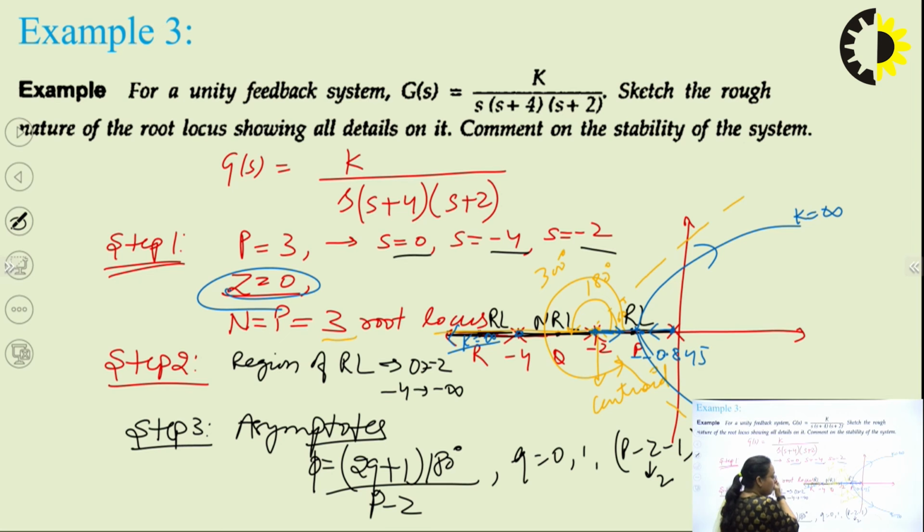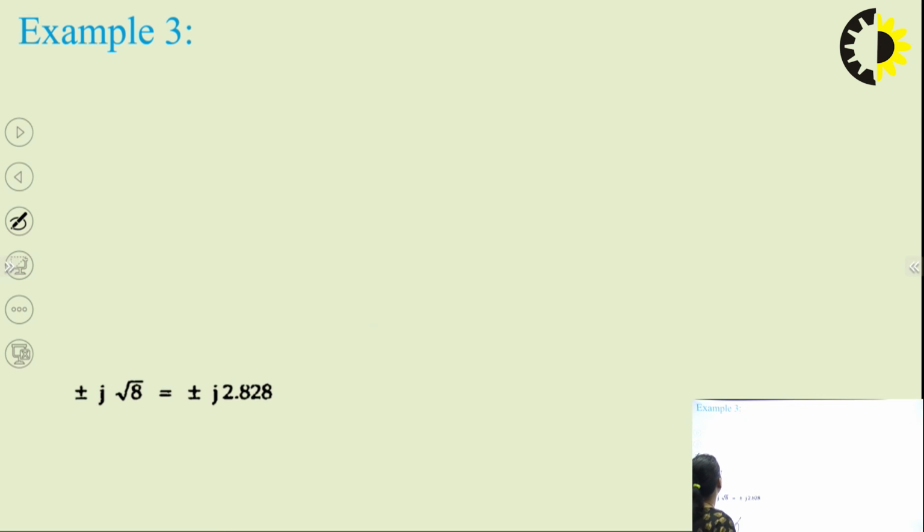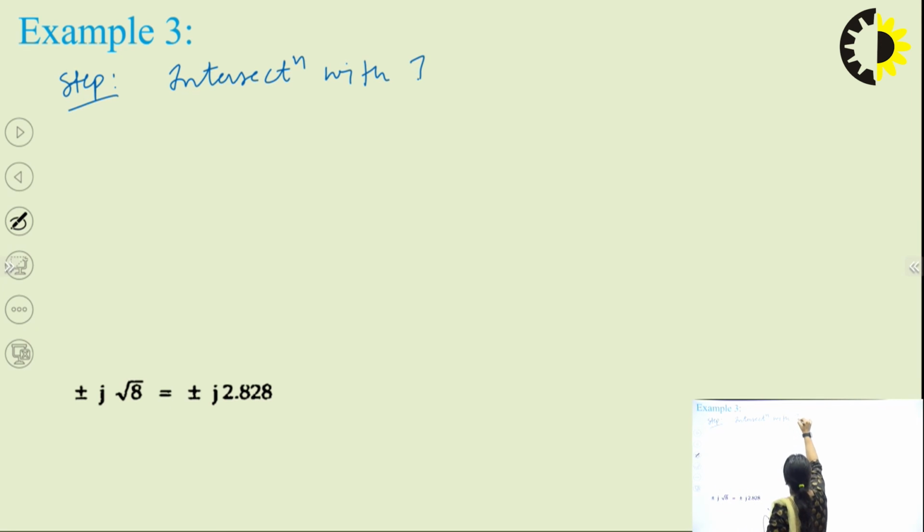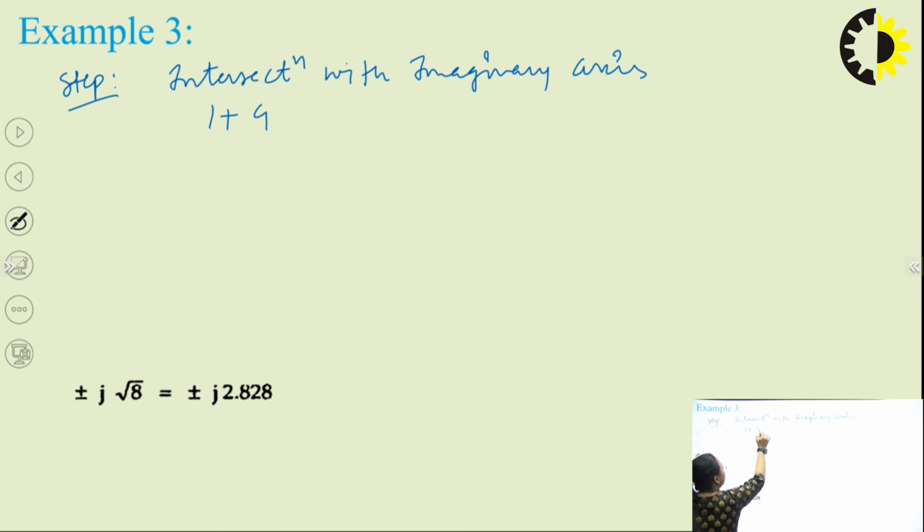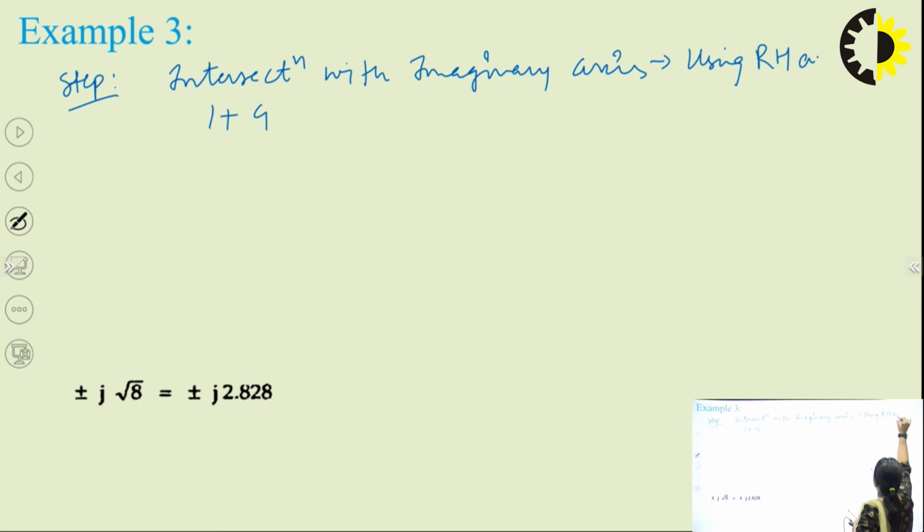Now I have to find out the points at which these branches of the root locus intersect the imaginary axis. So the next point is the intersection with the imaginary axis. This can be found by using the Routh-Hurwitz criteria, so I'll write here using the RH criteria, the Routh-Hurwitz array.